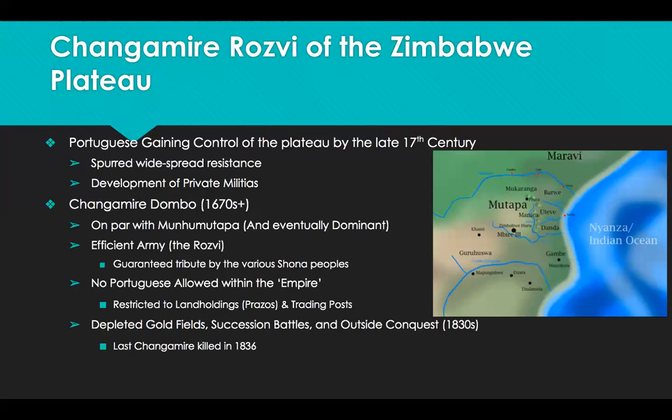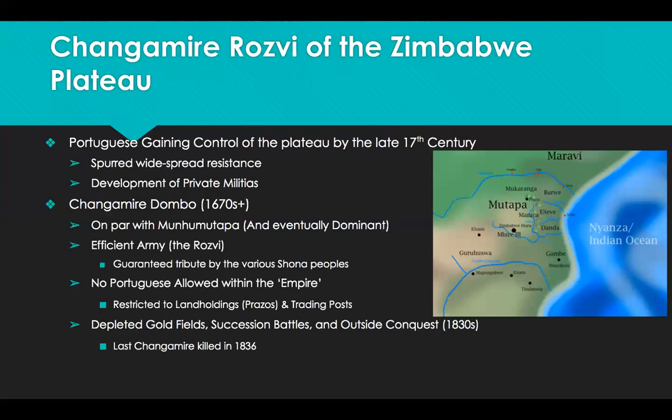So throughout the 17th century, the Portuguese gained increasing control within the Mutapa Empire. A large part of that was indeed because Mutapa's authority had been weakened by the Maravi invasion and so forth. And as such, Portuguese settlers who are called Prazeros, who I believe I've spoken about in another video, from the Zambezi Valley intervened in the civil war that was happening within the Mutapa Empire in exchange for removal of restrictions on their mining and trading within the empire.